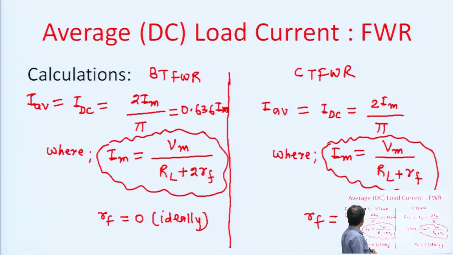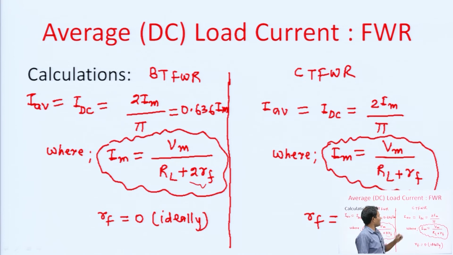Now, average or DC load current for full wave rectifier. For bridge type full wave rectifier, IDC or I average is equal to 2 Im upon pi, that is 0.636 Im, where Im is Vm upon RL plus 2 Rf for bridge type. Why 2 Rf here? Because there are 2 diodes, one diode has forward resistance Rf, then two diodes will offer 2 Rf resistance in the circuit, and ideally Rf is equal to 0, then this will become Vm upon RL, that is same, 0.636 Im.